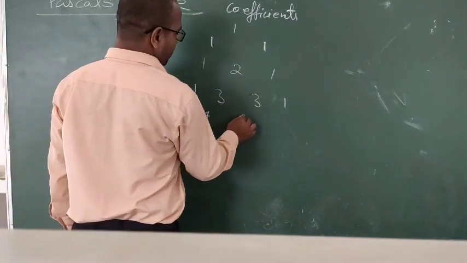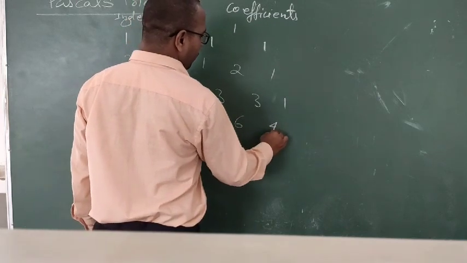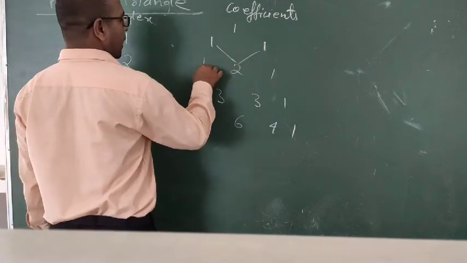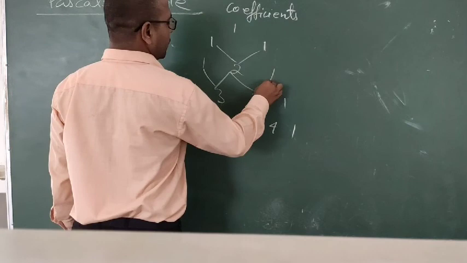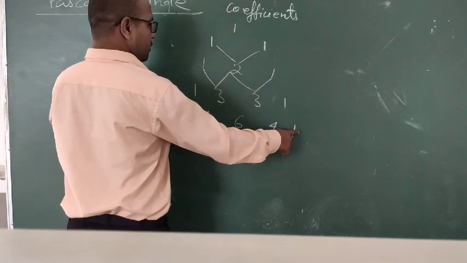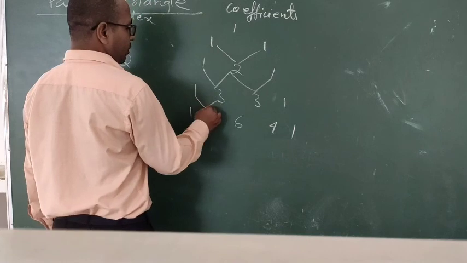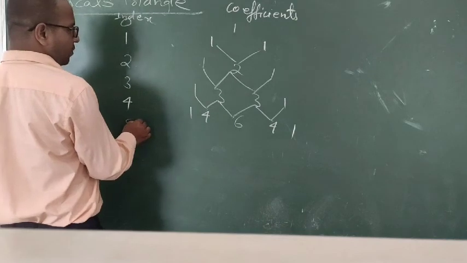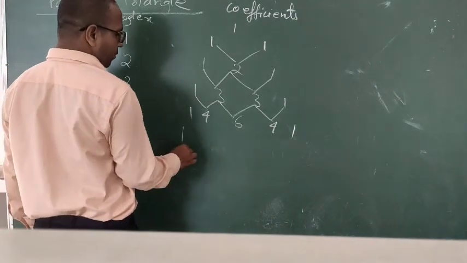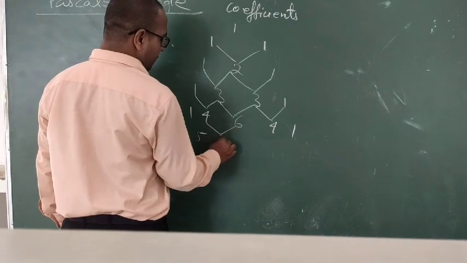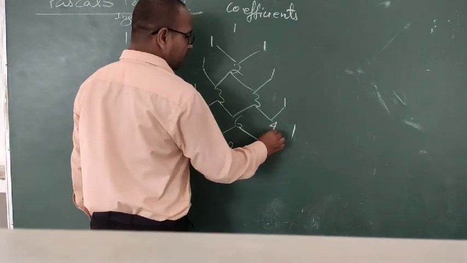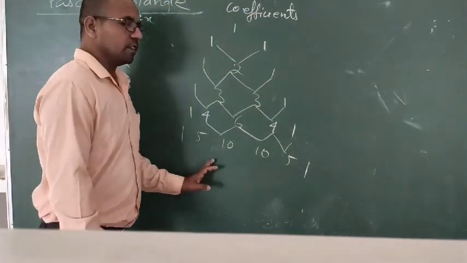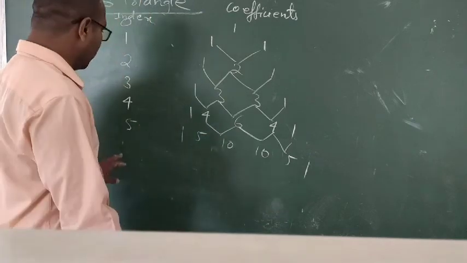So 1, 4, 3 plus 3, 6. 3 plus 1, 4. Again 1. Nothing students I am doing, just adding the coefficients. At the corner side, you have to write down 1 only. This will be the 1 at the corner side. Middle terms, you have to add here. Just add it. And if you are taking index 5, how much will you get? 1, 5. 4 plus 6, 10. 6 plus 4, again 10. 4 plus 1, 5. 1. So these are the coefficients which we are getting here.